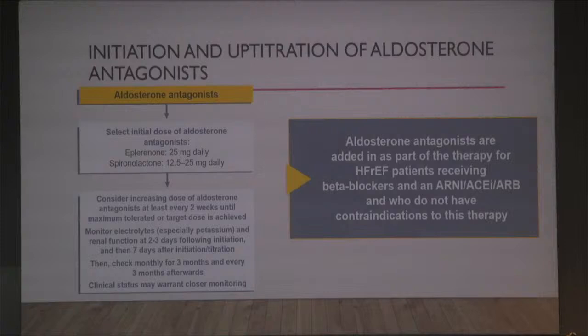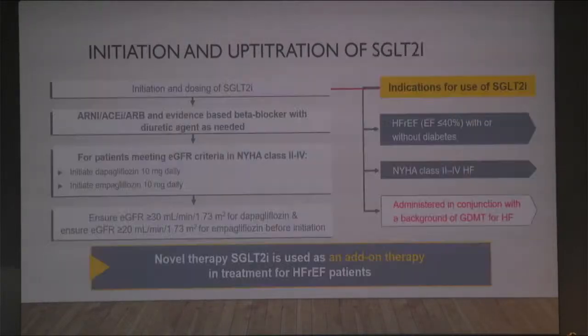MRAs are a good add-on and you have to start with 25 milligram of eplerenone or 12.5 milligram of spironolactone. The upper limit of dose is 50 for eplerenone and 50 for spironolactone. You have to keep a close watch on serum potassium level, and that's why electrolytes are to be done at 2 to 3 days following initiation, at 7 days, and then every 3 months when the patient is on MRAs.